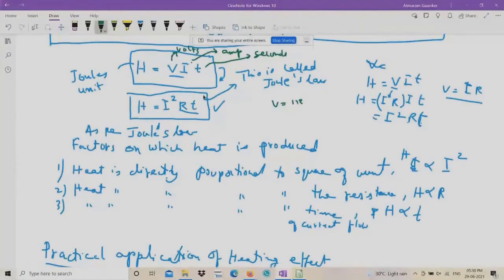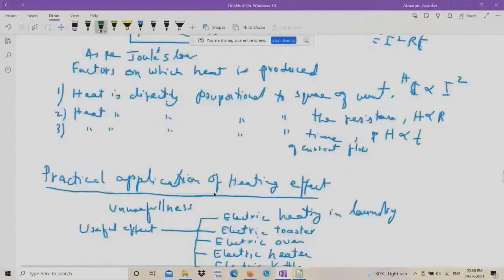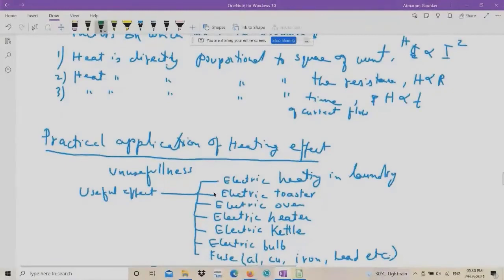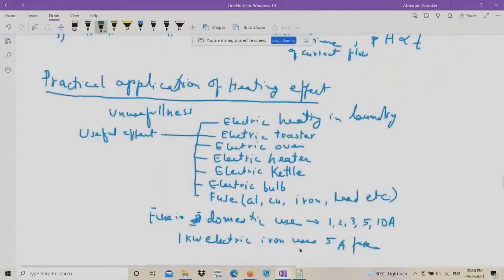So on this formula, you remember that as per Joule's law, these are the factors on which the heat is produced. And then I will tell you practical applications of heating effect. This heating effect is actually bad because it wastes energy, but it is utilized in some applications. It is used in laundry iron, toaster, oven, heater, kettle, bulb, and fuse.